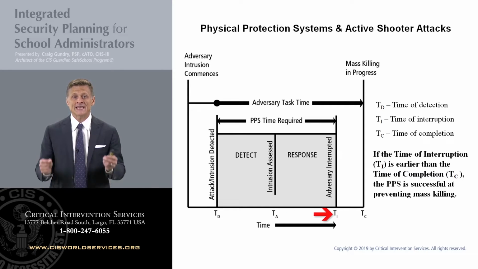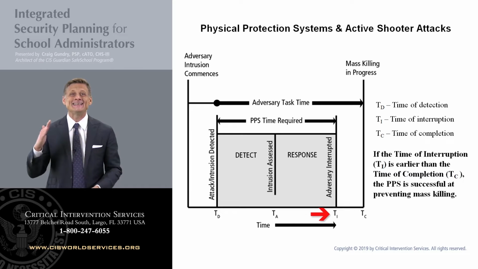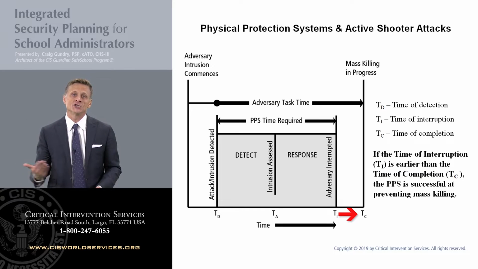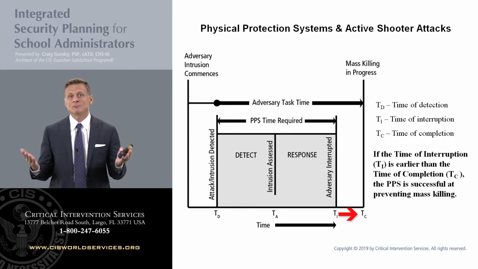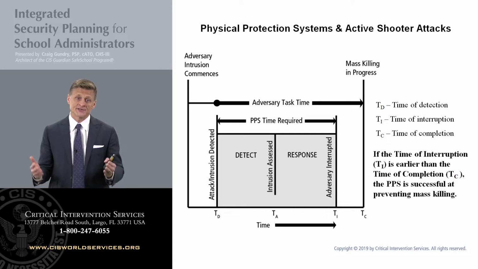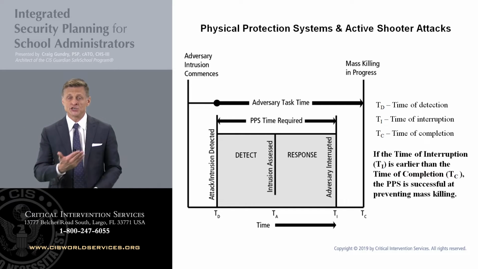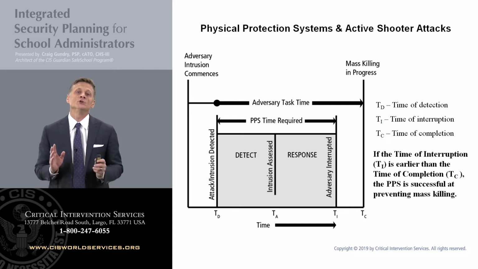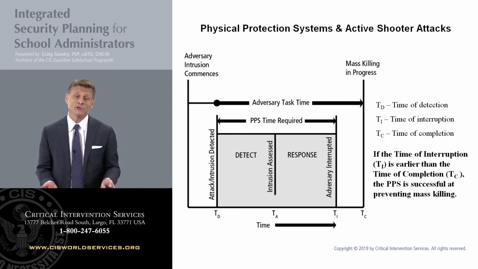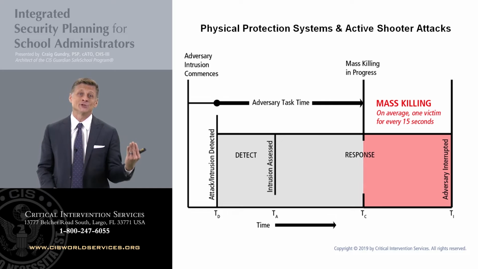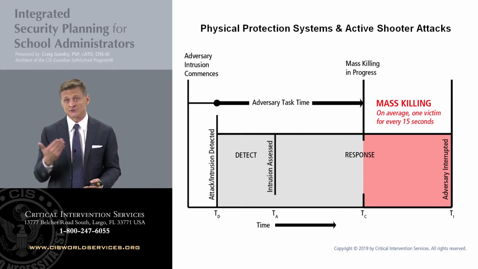Now, our ultimate aim is to have a TI less than TC, which would be, in this example, the time that our adversary, from having intruded into the facility, accesses the student population and commences mass killing. So what you see represented in the diagram right now is an effective system. TI, time of interruption, occurred before time of completion when the adversary initiated mass homicide. Unfortunately, what we usually encounter in most previous school shooting events is a situation like this, where TI occurs after TC, where mass killing has commenced before that response force is capable of effectively intervening.